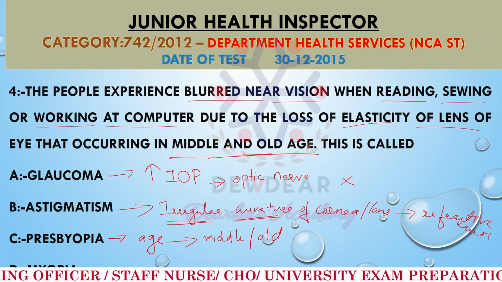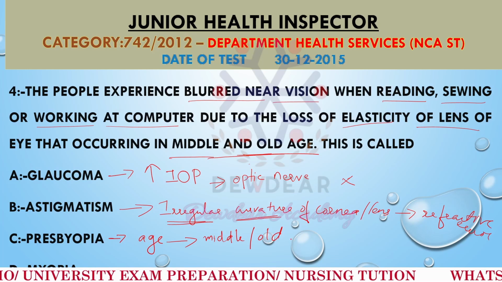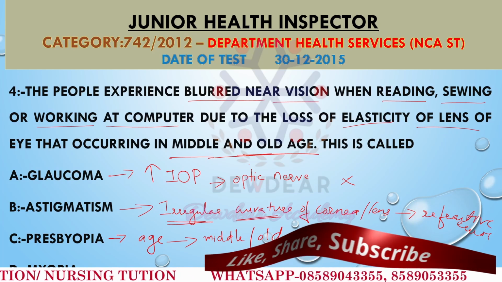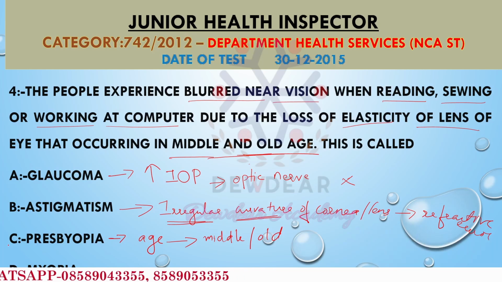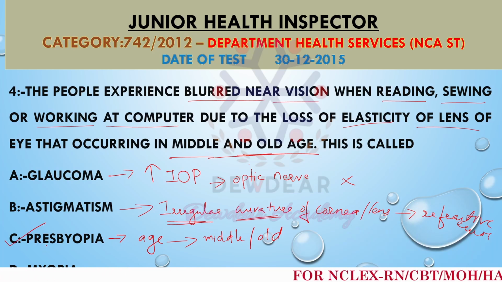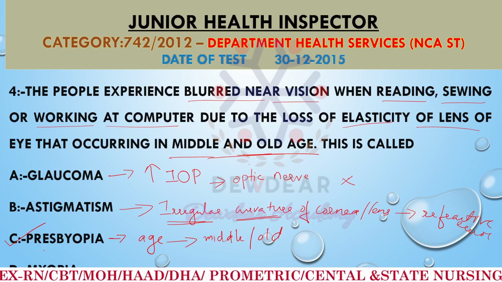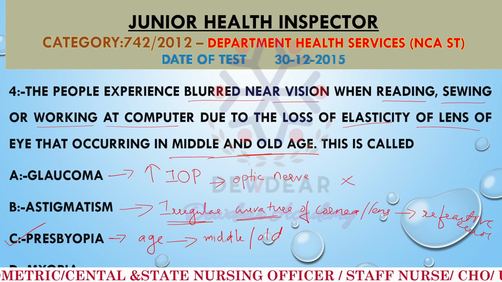This is mainly causing problems with focusing on near objects as the lens of the eye loses its elasticity. That is the main concern with presbyopia. So that is the correct answer, because here it is associated with aging, and it is causing problems with focusing on close objects. The reason is the loss of elasticity of the lens. So that is the correct answer.